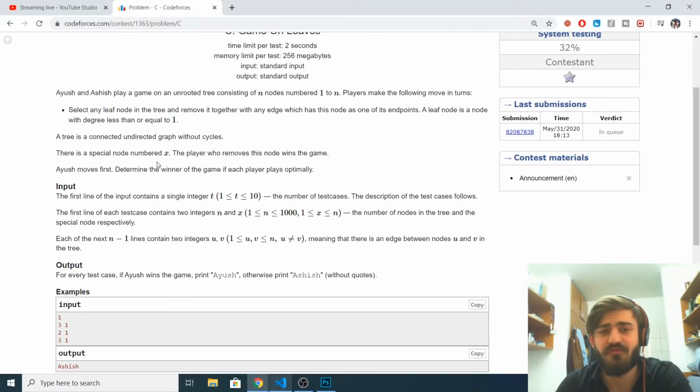Let's see how to think about this. First of all, I have to mention that the problem was really tricky. I think the problem setter wanted to kind of trick us with this n less than or equal to 1000, because you think, oh, 1000, it should be dynamic programming or something. Nah, it's way simpler than that.